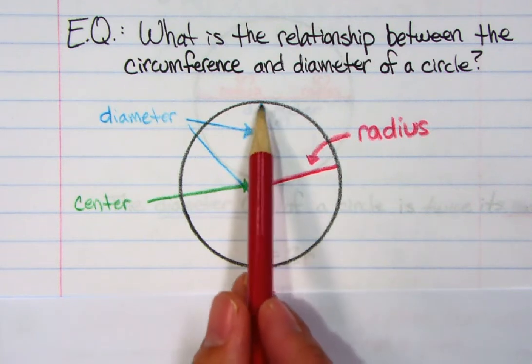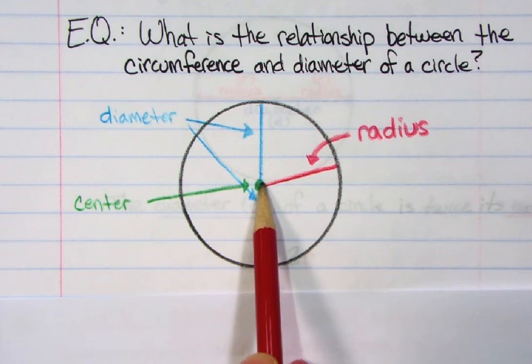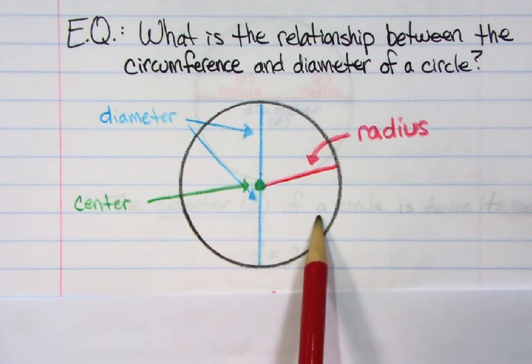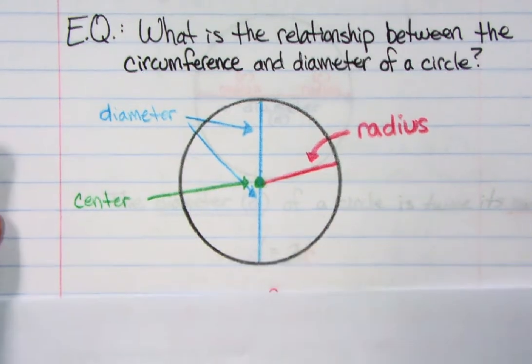Now, the diameter is from one side of the circle to the other side that goes through the center point, so through the middle. So I could draw from one side through the center to the other side, and that would be a diameter. And here are the actual definitions I have for you.